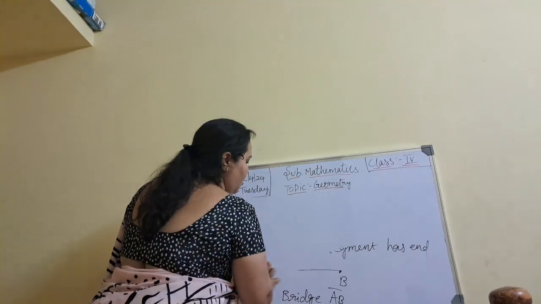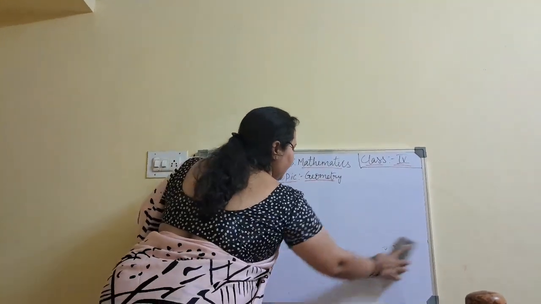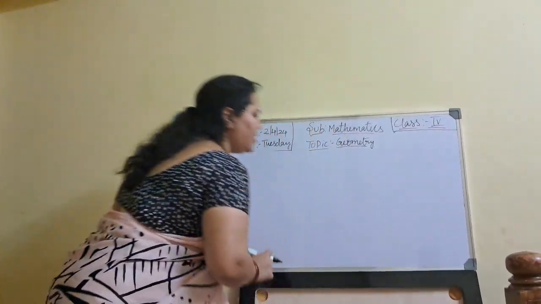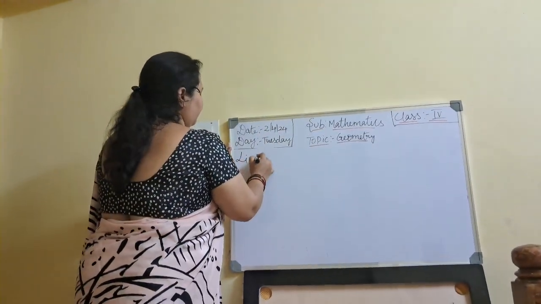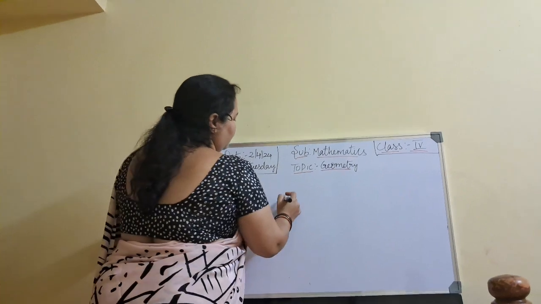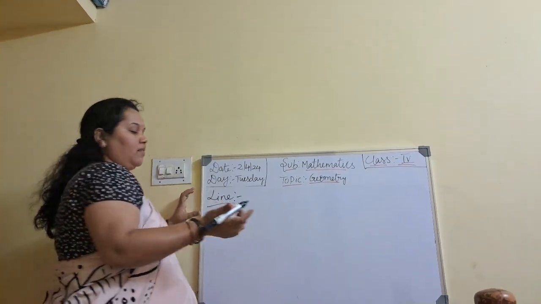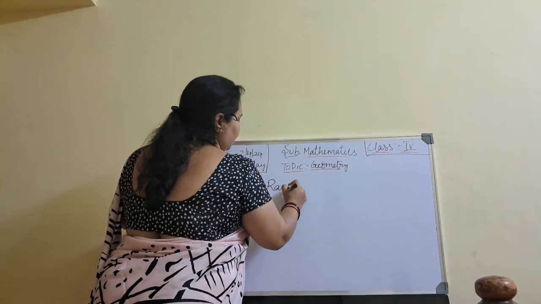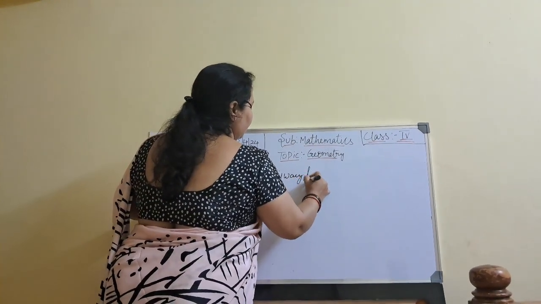A line has no end points. Why does a line have no end points? Can you tell me any example of a line? Like a railway track.